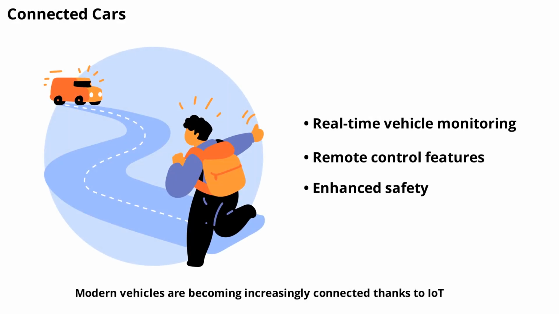Modern vehicles are becoming increasingly connected thanks to IoT. Cars now come equipped with sensors and communication systems that monitor everything from engine performance to tire pressure.